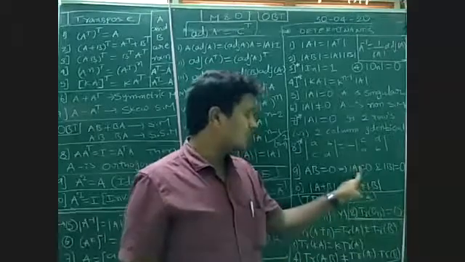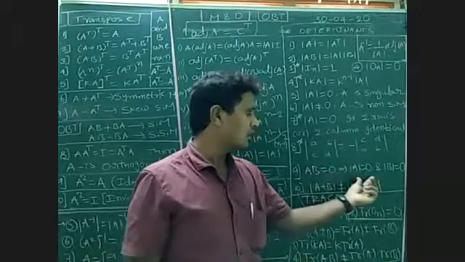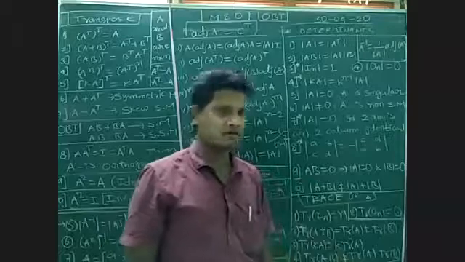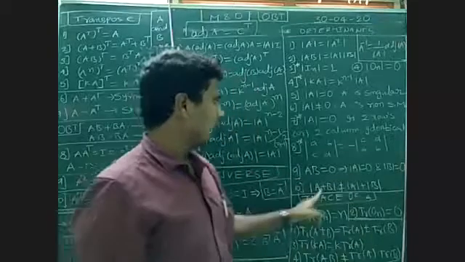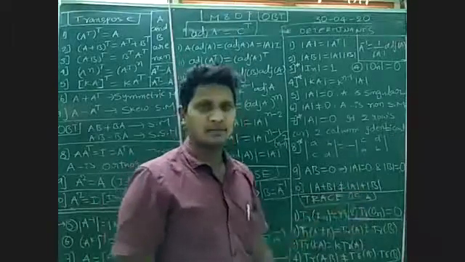Coming to the determinant, the value must be 0 when AB is equal to 0. Just check that the determinant will get 0 only. This is another property: det of A plus B cannot equal det A plus det B.